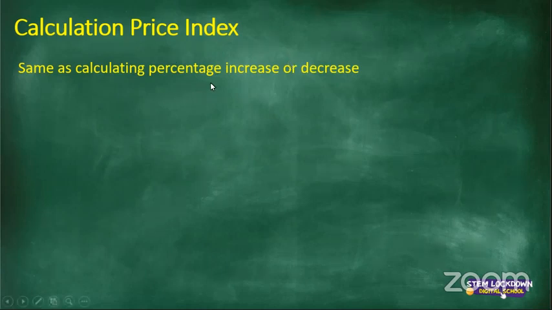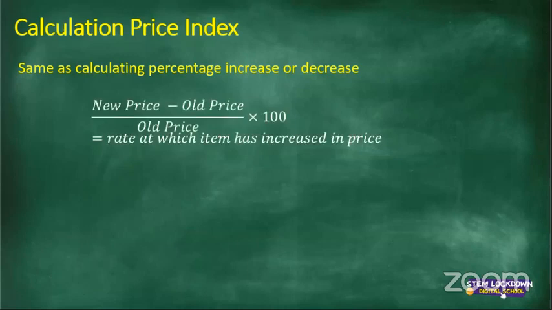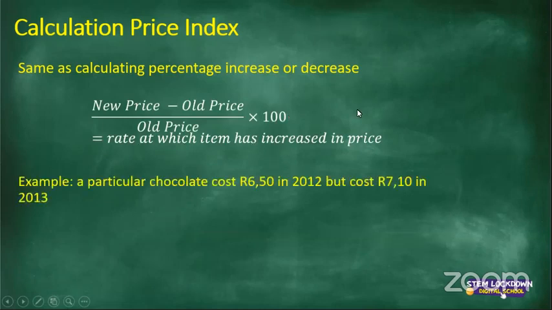Now, how do we calculate the price index? It is the same as calculating a percentage increase or decrease, where the formula is new price minus old price, over old price, multiplied by 100. That equals the rate at which items have increased in price. Example: I need you guys to provide me an answer for this. So prepare your answers, do your calculations and put your answer in the chat box. A particular chocolate costs R6.50 in 2012, but costs R7.10 in 2013. Can you give me the CPI for this chocolate?